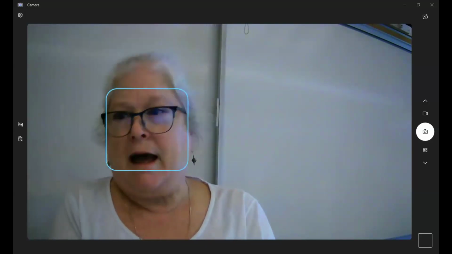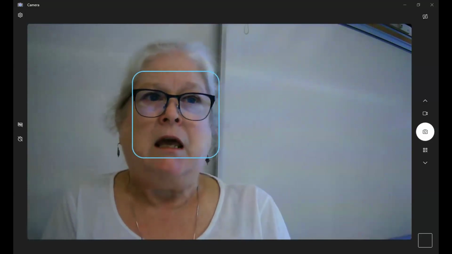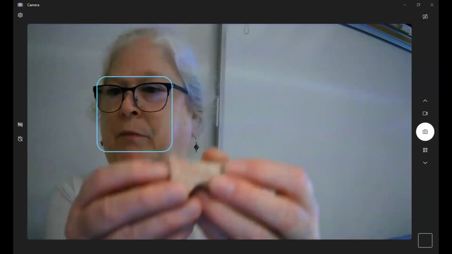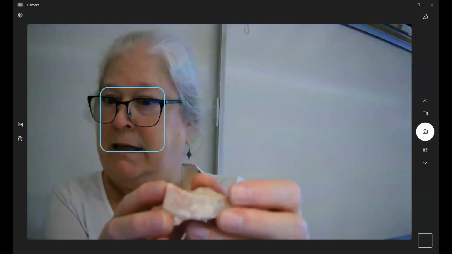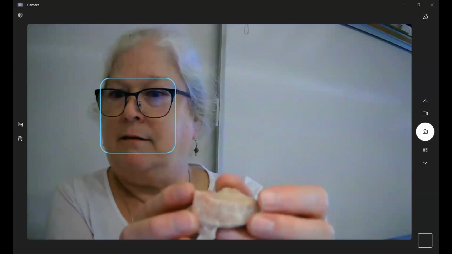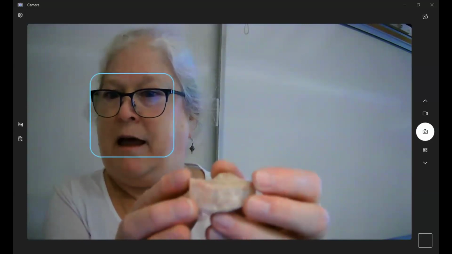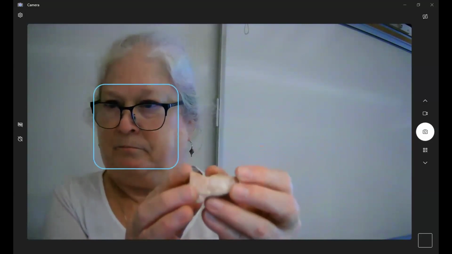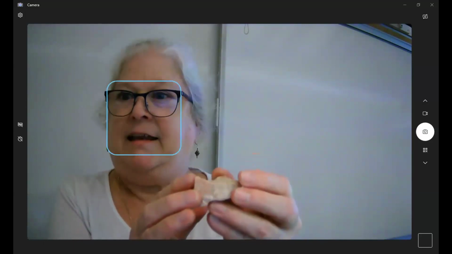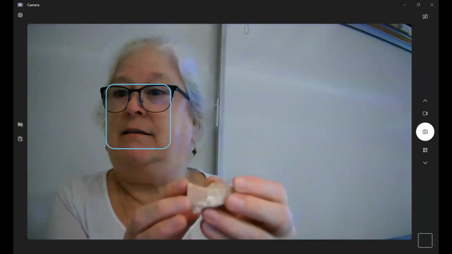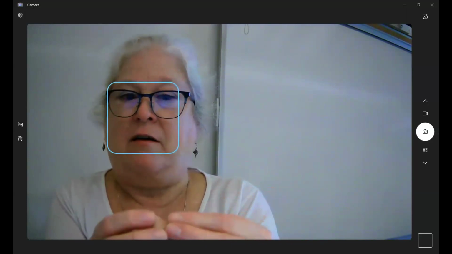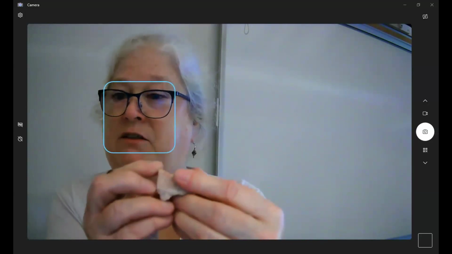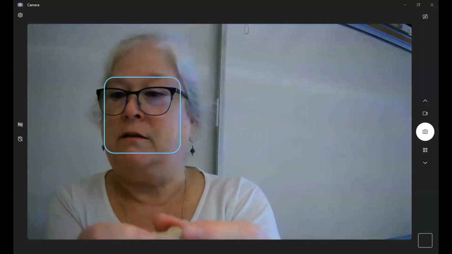Now, the next thing we have on our chart, and I'll show you the chart after I've filled in a few of these blanks, is the luster. Now, does this look metallic to you? No, it's non-metallic. And notice when I move it like this, how you get that blink of light? That is glassy luster. And it is reflecting off of, on this specimen, a relatively flat surface.